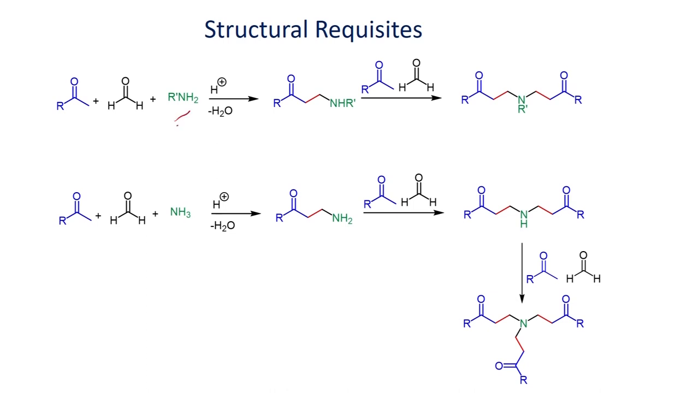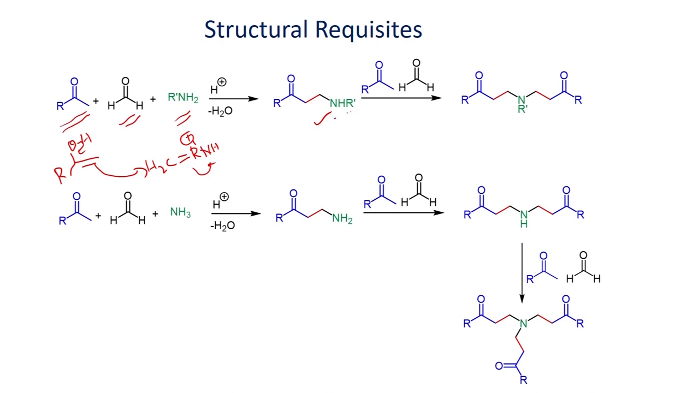If you use primary amine, for example, it can undergo reaction as we have seen earlier with the formaldehyde to give the corresponding iminium salt, as electrophile, which can now react with the enolizable ketone. For example, if you use this ketone which can undergo addition reaction, you will get this compound as the product.